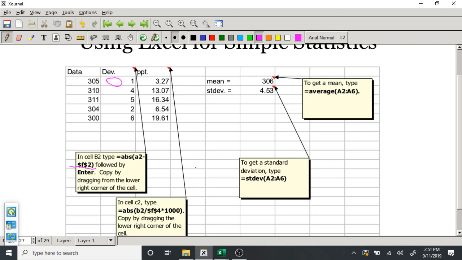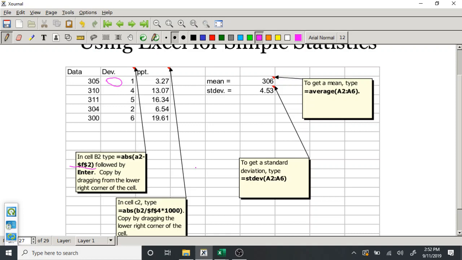Next thing, I want to calculate parts per thousand. Again, I'm going to calculate the deviation, and then, first of all, divide it by the average, and then multiply by 1,000. So I'm going to take the deviation divided by the average, multiplied by 1,000, and these are the parts per thousand that I get.